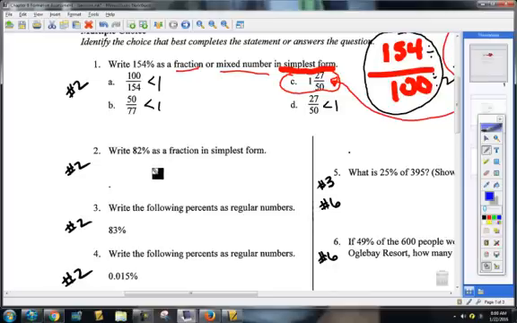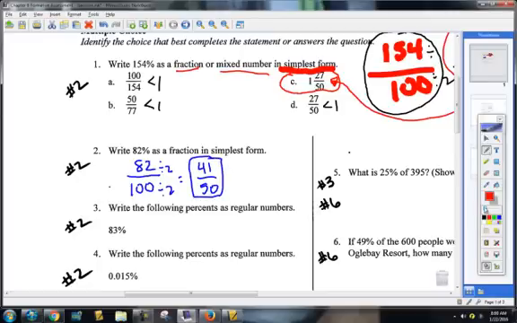Write 82% as a fraction in simplest form. Same exact skill here. Turning a percent into a fraction, you know that it's going to be 82 over 100 because all percentages are fractions out of 100. Okay? And then hopefully you could have just realized they're both even. That's the first thing. And then you got 41/50ths. Then you remember, that's fine if you did that and you realized that was in simplest form.